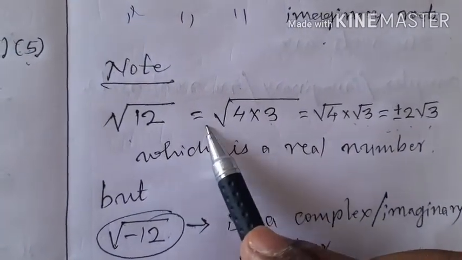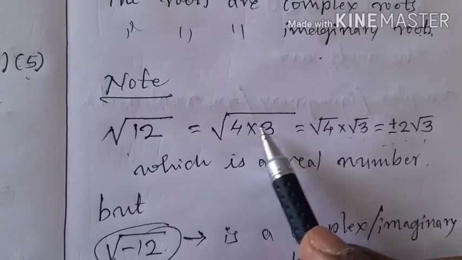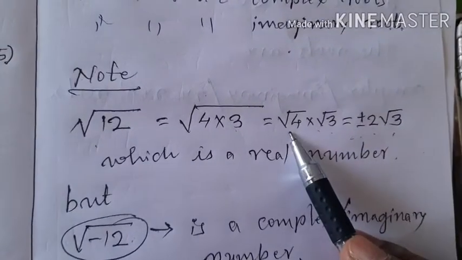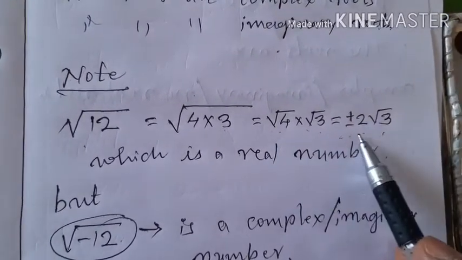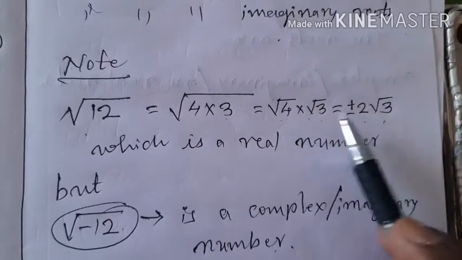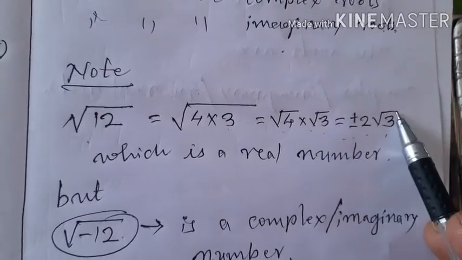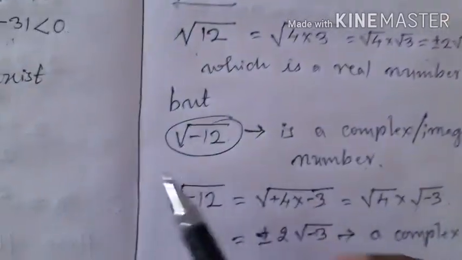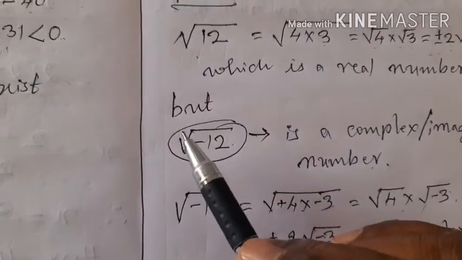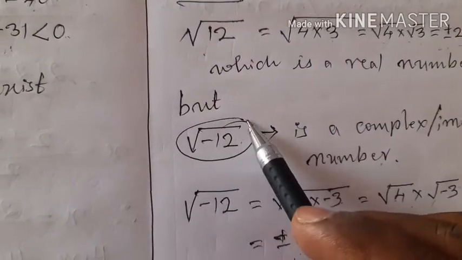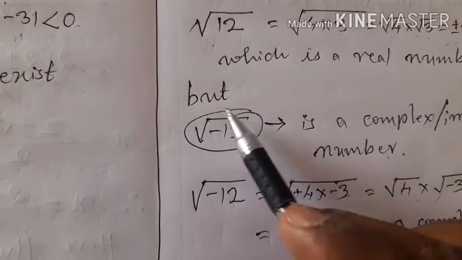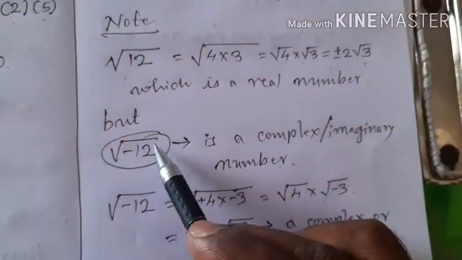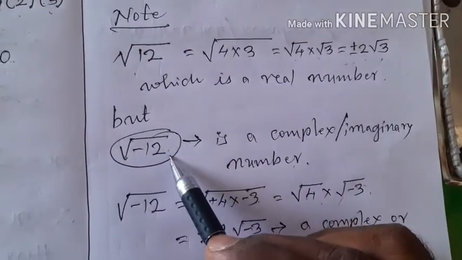Square root of 12 is equal to square root of 4 into 3. I can write it as root 4 into root 3. Here square root of 4 is plus or minus 2, so it is plus or minus 2 root 3. Here the entire number is a real number, right? But if it is square root of minus 12, as I have already told, if there is a negative number under the root sign, then the entire number is not a real number; it is a complex or imaginary number.